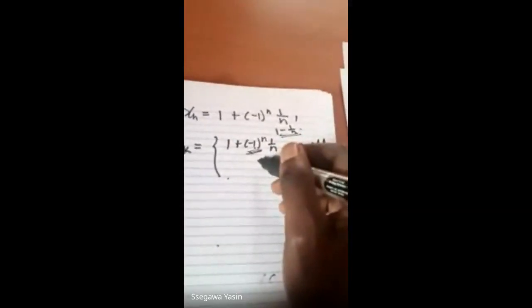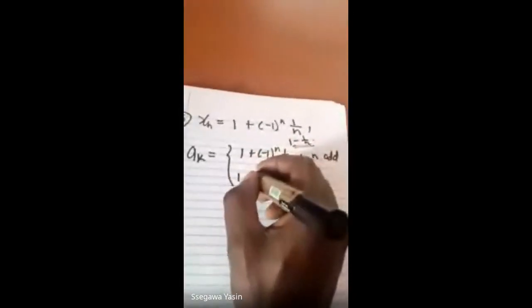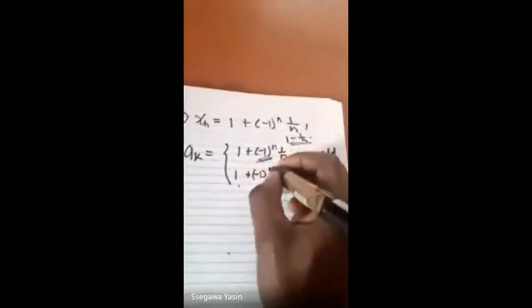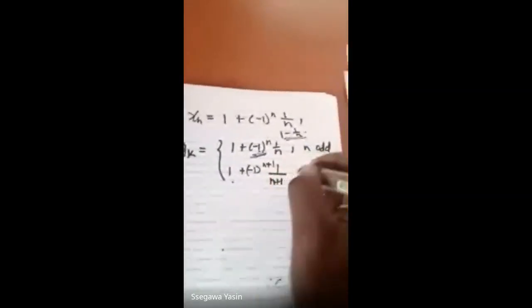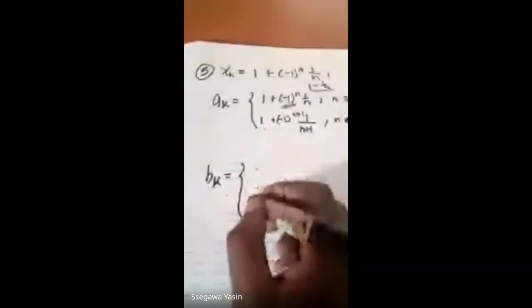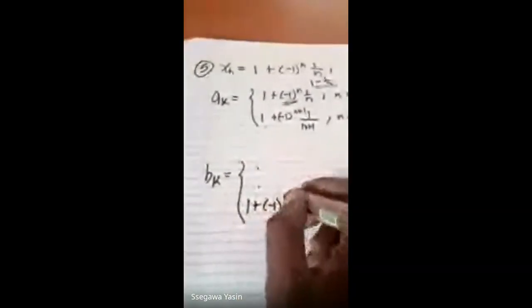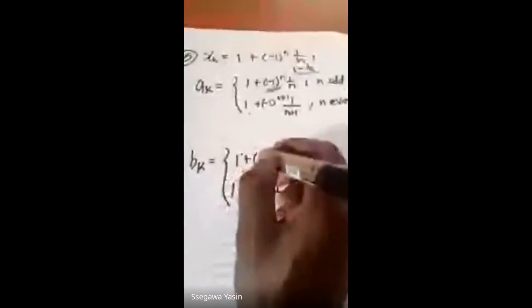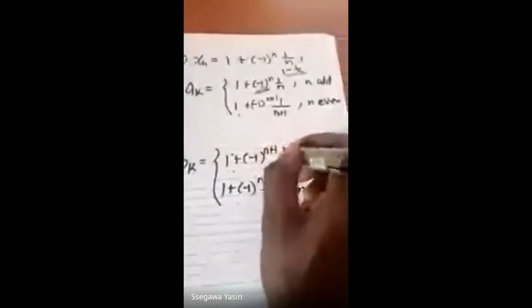But because this is unexpressed, this is not a simplified expression, so we can move with this so that you pick up how it is coming about. n plus 1, 1 over n plus 1. This is n even. To write any even and any odd is to exhaust every value of n. That's why we are writing them. So b_k, we have this is 1 plus negative 1 power n, 1 over n, n is even. Then this is 1 plus negative 1 power n plus 1, 1 over n plus 1, n odd.